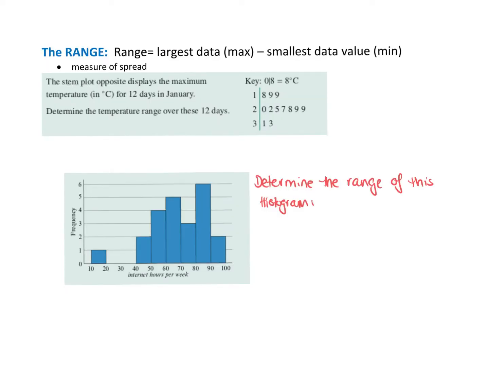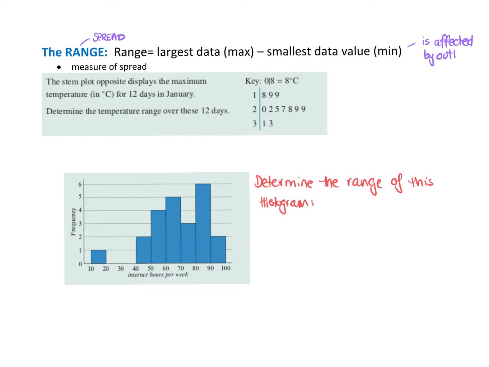Okay, here we're looking at the range. Now we're talking about the range, which is a measure of spread. So the range is the maximum value minus the smallest value. So the range is affected by outliers.